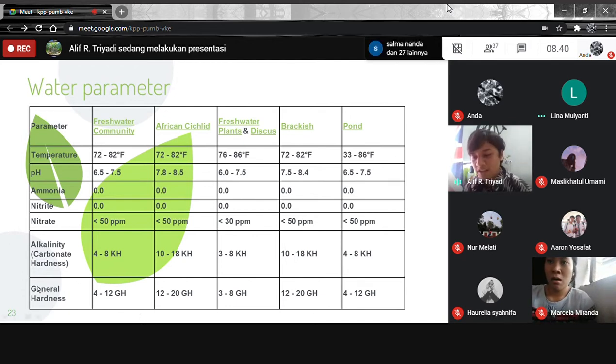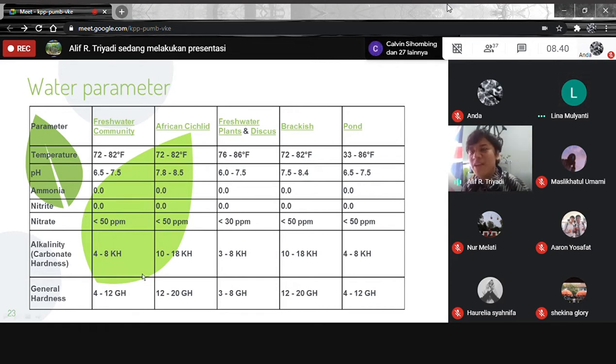Now there's alkalinity. Alkalinity is not to be explained a lot. Basically, how many alkaline materials there are in your aquarium counts as KH, while general hardness counts as GH. Now, the thing is, this is not really important. Usually, this is only important if you want to keep certain hard-to-keep fish.